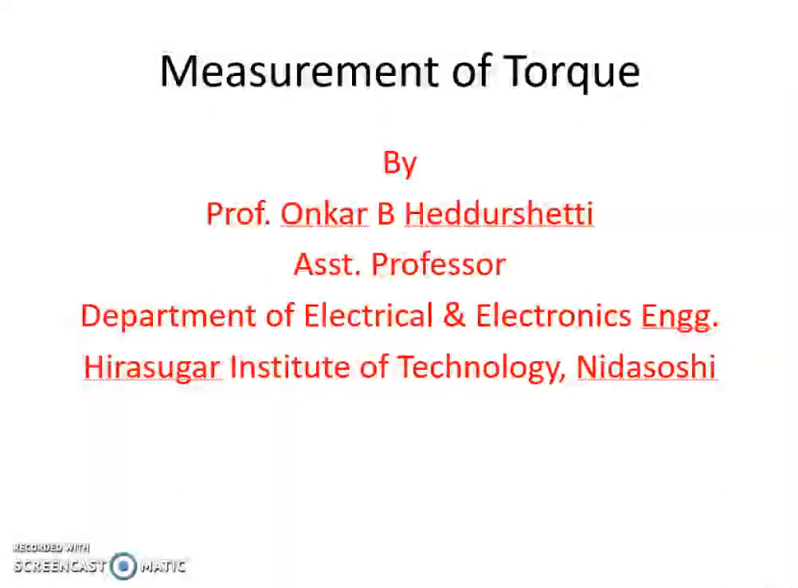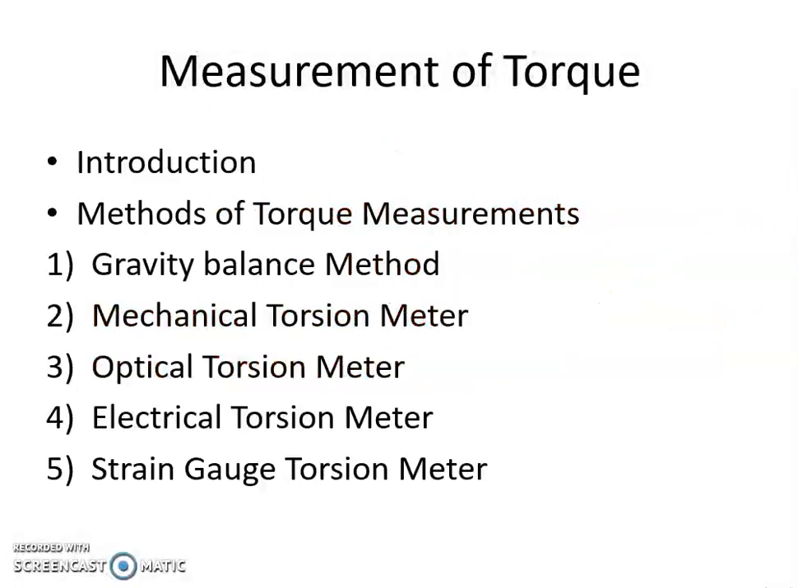Now let us discuss measurement of torque. So let us see first what we mean by torque. In order to transmit rotational energy, it is necessary to apply a turning force. In the case of a shaft, if the force is applied tangentially, then a twisting force or torque will be developed, and it can be calculated by multiplying the force with the radius of the shaft.